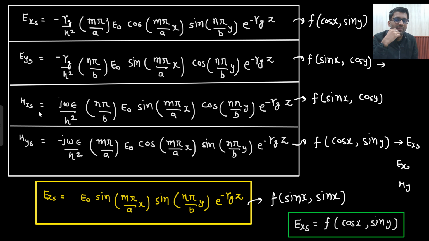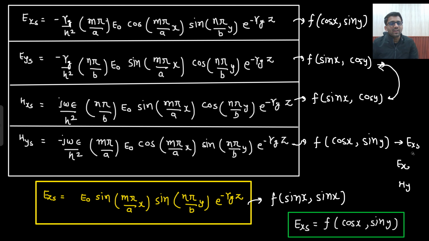And if your electric field is in the y direction, where will your magnetic field be? That will be in the x direction. So EY and HX both are brothers. So sin x cos y, sin x cos y.